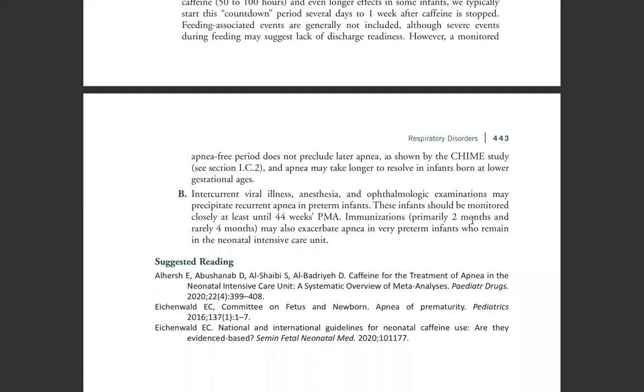For example, you have to monitor during the immunization period. Immunizations, primarily the 2 months immunization, some the first immunization at 1.5 to 2 months, and rarely the second immunization, may precipitate apnea in very preterm neonates. So such neonates during their immunization visits, you have to ask them to stay near the hospital and monitor. Especially in very preterm neonates, intercurrent viral illness, anesthesia, and ophthalmologic examinations may precipitate apnea.